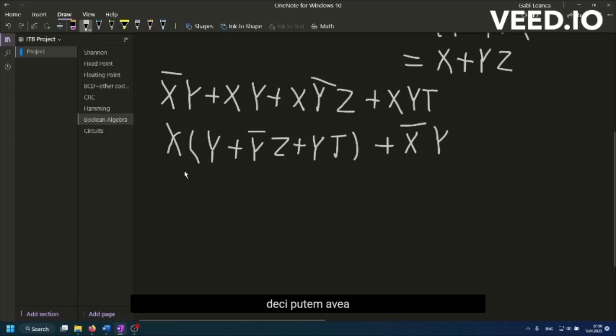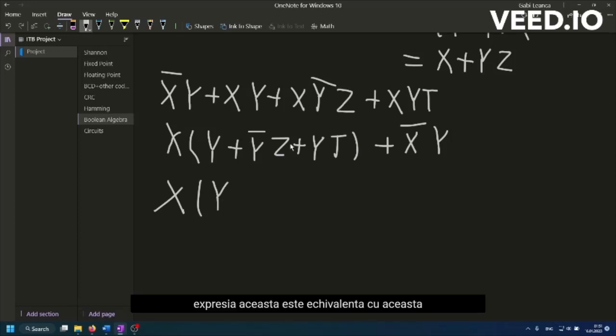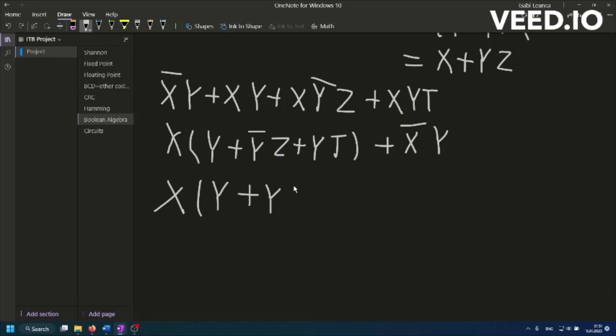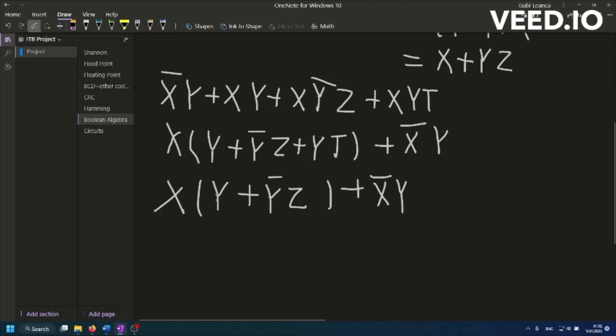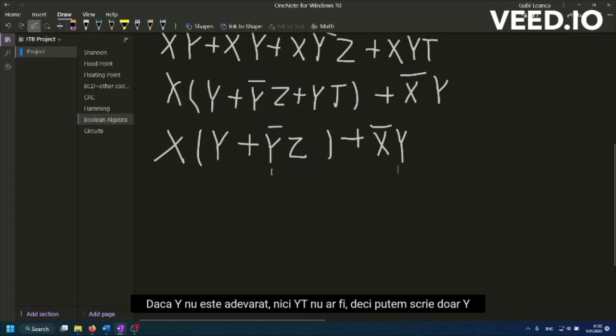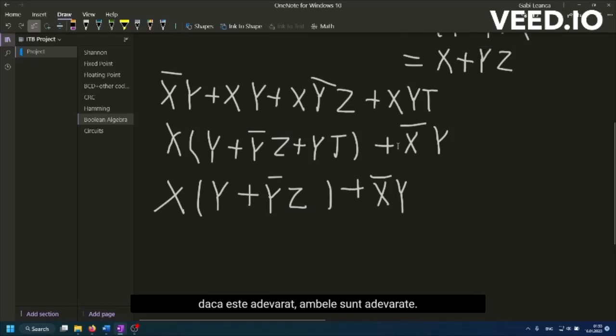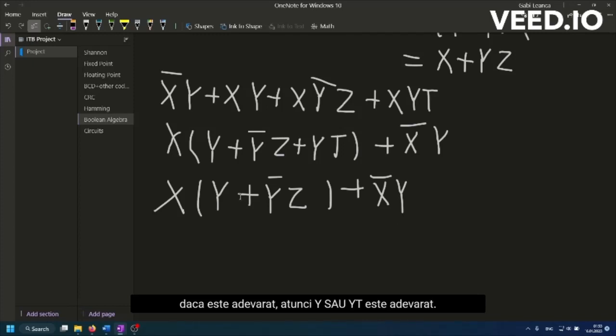So we can have x, this expression is equivalent with this one. This is because between y or yt, if y isn't true, then yt wouldn't be either. So we can just write y. If it is true, then both of them are true. If it isn't, both of them are false. If it is true, then y or yt is true.